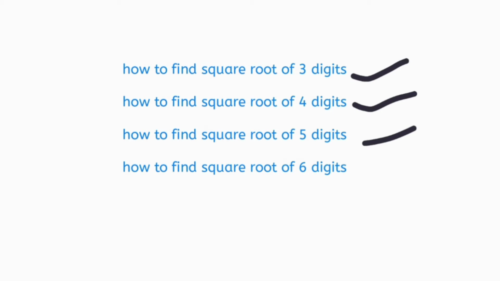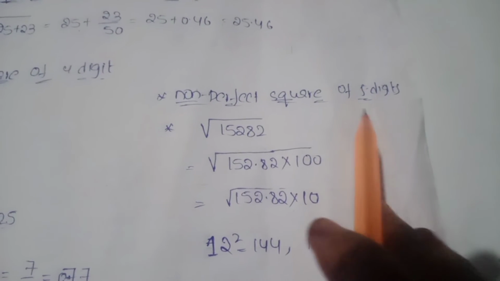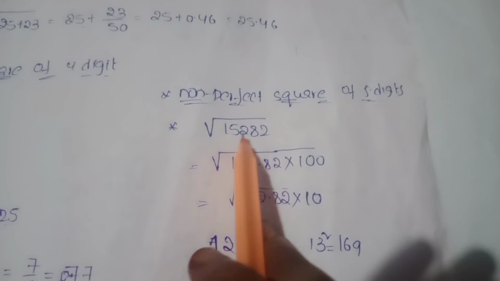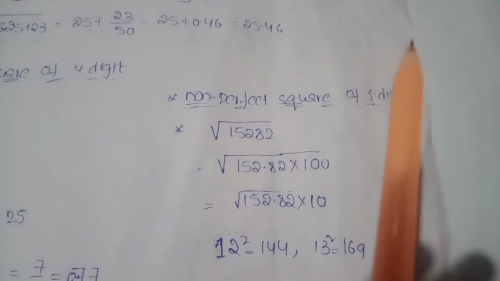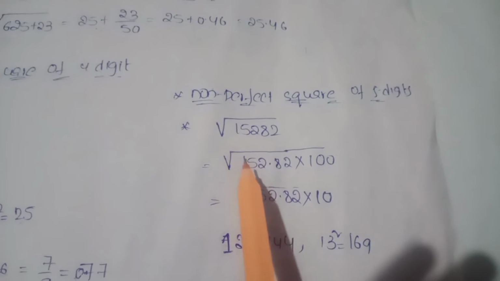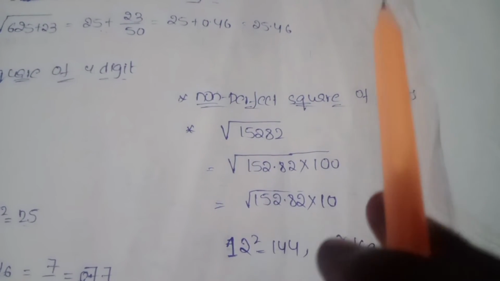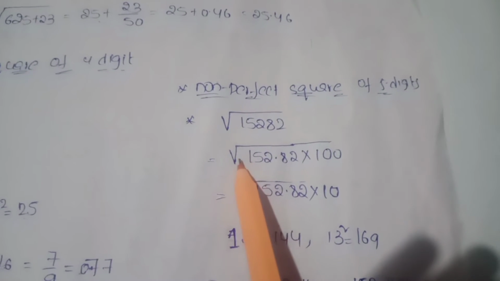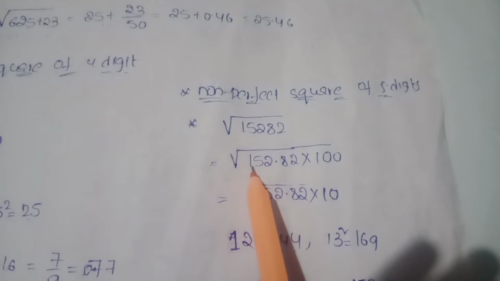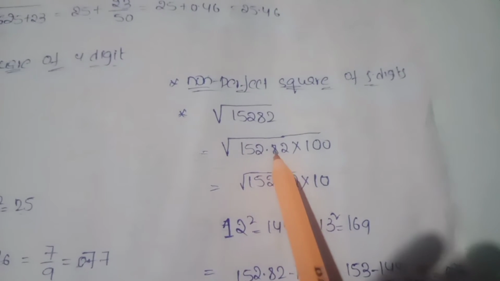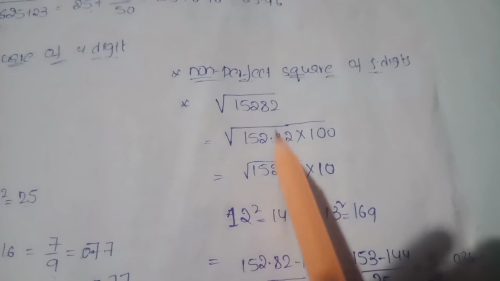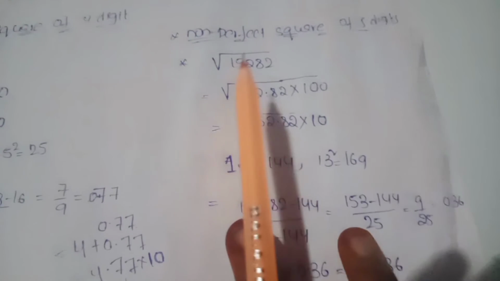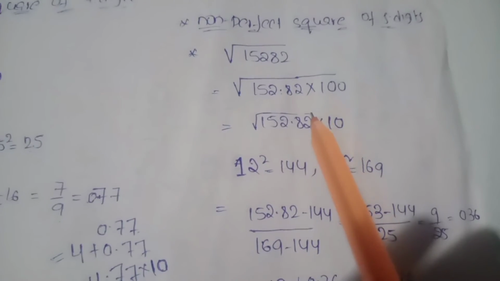Let us see another example of how to find the non-perfect square root of 5 digits. Square root of 15282. In 4 digits, we took the first two numbers and then put the point. In 5 digits, we take the first 3 numbers and after those 3 numbers we put the point. Here the first 3 numbers are 152. After that I put the point and multiply with 100. The procedure is the same as for 4 digits.